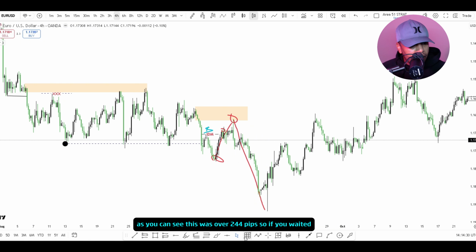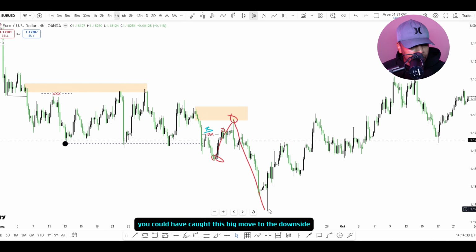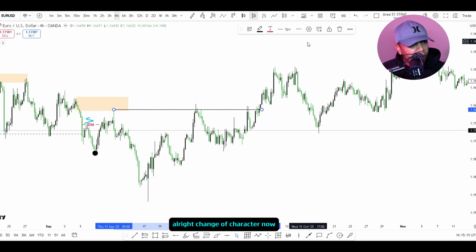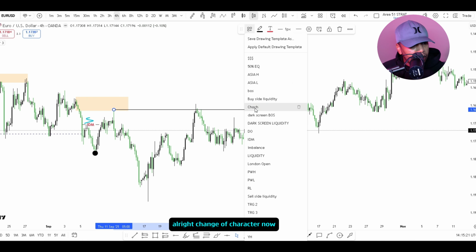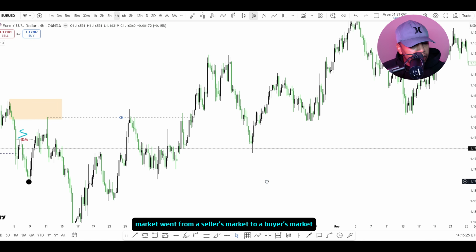So if you waited for this to be taken out, you could have caught this big move to the downside. But then we're going to go ahead and mark our change of character, which is a change of directional bias. All right, change of character. Now the market went from a seller's market to a buyer's market.